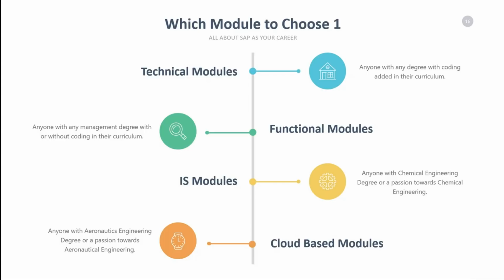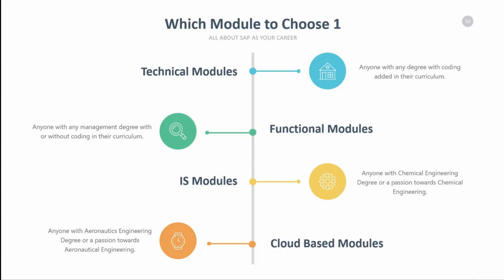When situations are like this, you will be confused about which module to exactly choose for the betterment of your career. To give you a very clear understanding, I have split this topic into 4 sections. One is the technical modules. One is the functional modules. One is IS modules, which is also called industry specific modules. And the final one is the cloud-based modules.